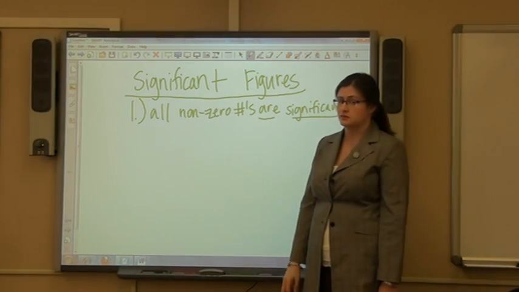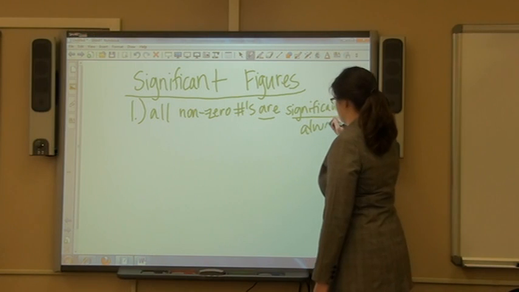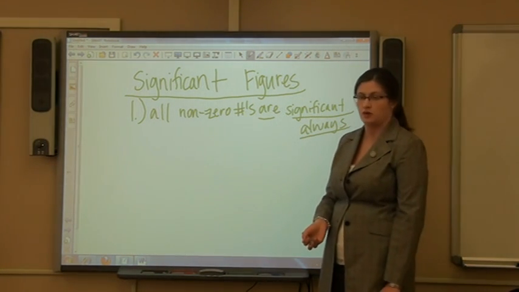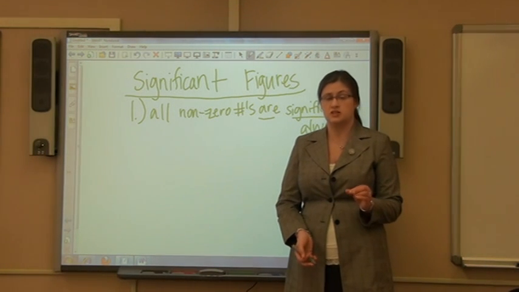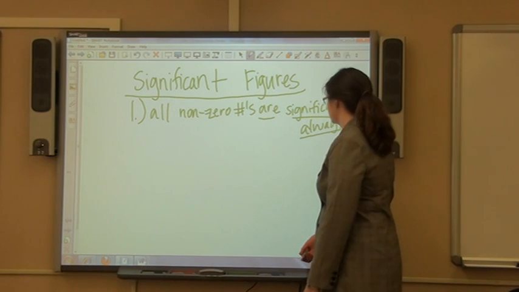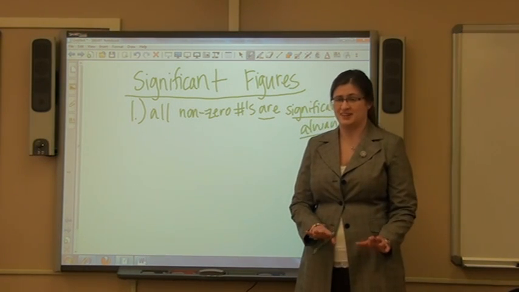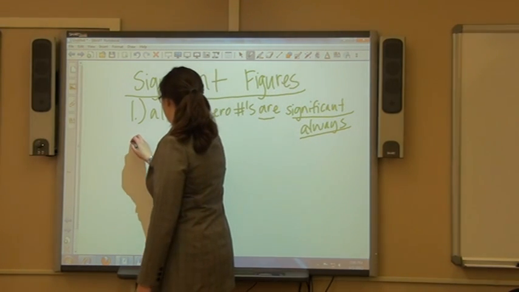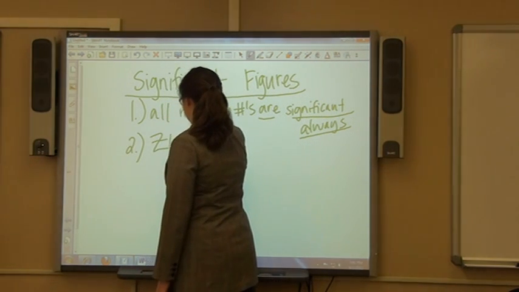And a word you don't see a lot in chemistry: always. So anytime you have a number other than 0, that particular digit is always significant. So that would be 1 through 9. That's the really easy part. That's the only thing easy about significant figures. Okay.